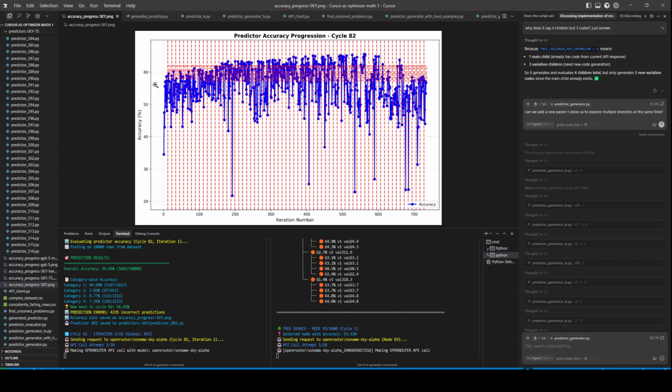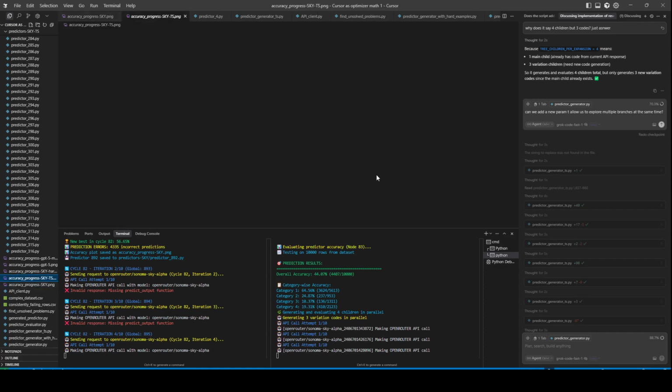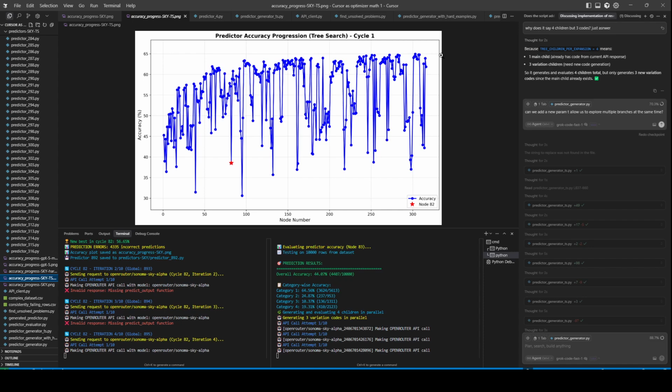If you can see the very first in the beginning, it was just around 50%. So over time, it was able to improve by about 15% over 500 iterations. And it's still running. I am also working on a tree search algorithm version of this, which achieves the same level of performance much faster. But this is going to be another video because I still need to tune this.